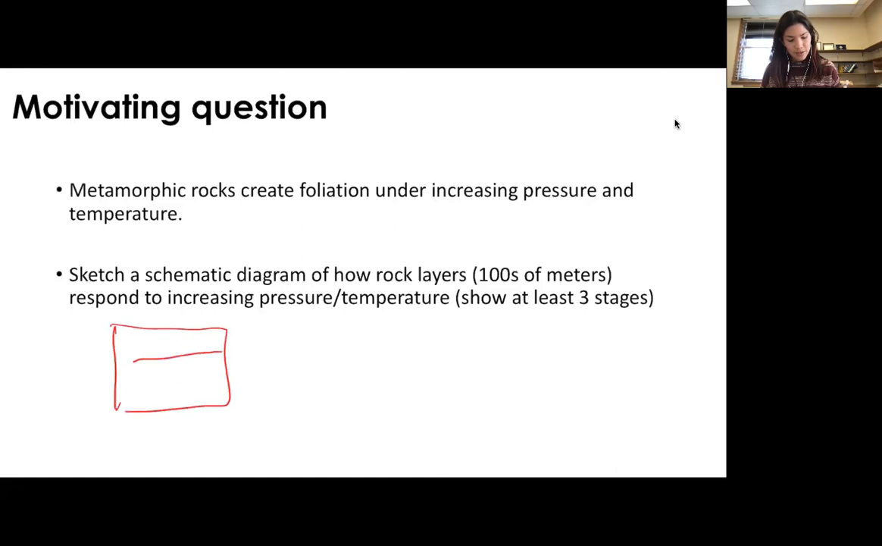maybe add a couple layers to it, and then think about under initially small pressure and temperature, larger pressure and temperature, and then lastly, even greater pressures and temperatures, how this rock will deform. And then at the end of this, we'll check our knowledge.